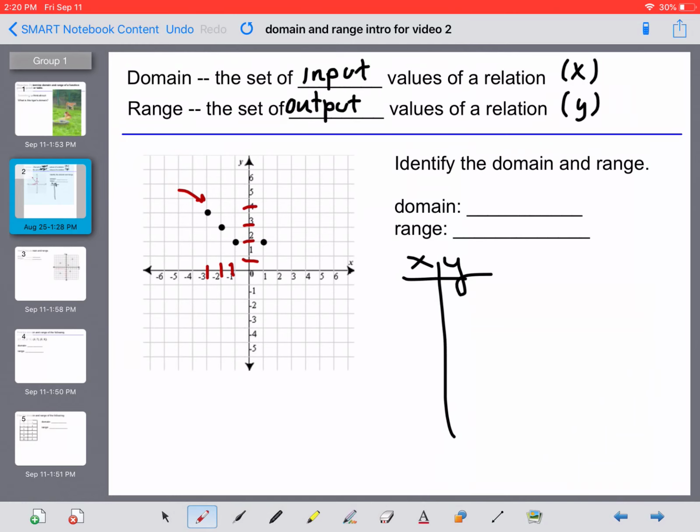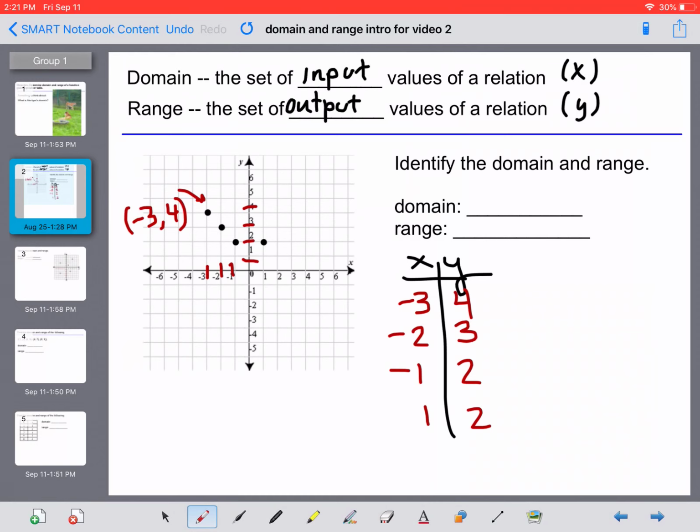that first ordered pair is at -3, 4. And I'm going to put that in my table. Okay, and I'll do that with all the points. The next point over here appears to be -2, 3. The third one is at -1, 2. And finally, the only one in the first quadrant appears to be at the ordered pair 1, 2.